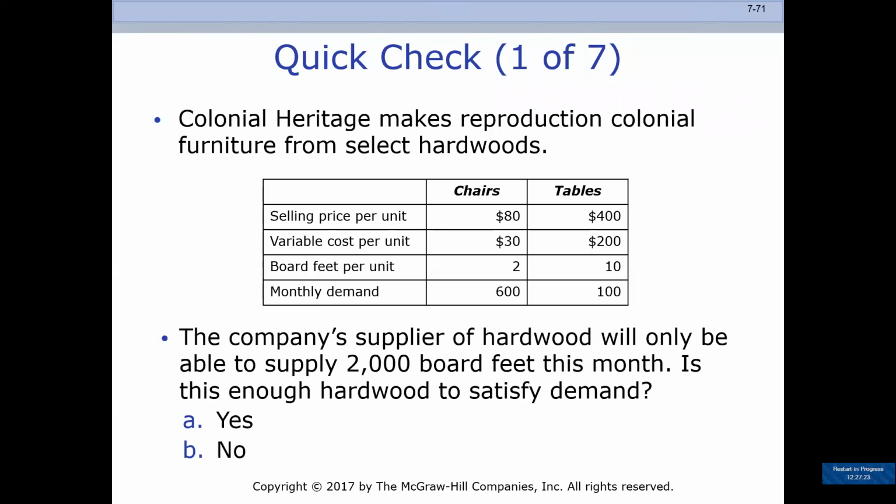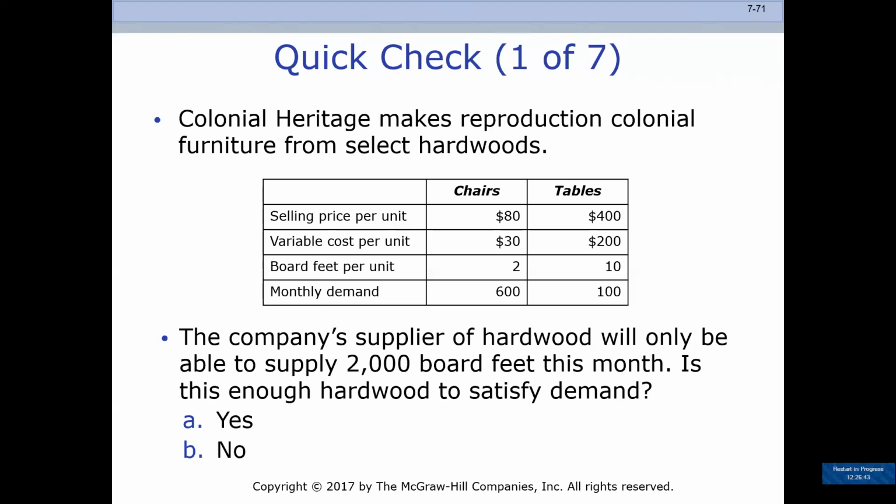If they can only get a certain number of board feet, how should we determine how many chairs to make and how many tables to make? We would calculate the contribution margin on the basis of the constrained object. What's the constraint here? The board feet, yeah. So which is the more profitable use of the board feet, the tables or the chairs? When we figure out how much we can make per board foot per chair and per table, that'll give us our answer. The company's supplier of hardwood will only be able to supply 2,000 board feet this month, so that's the constraint.